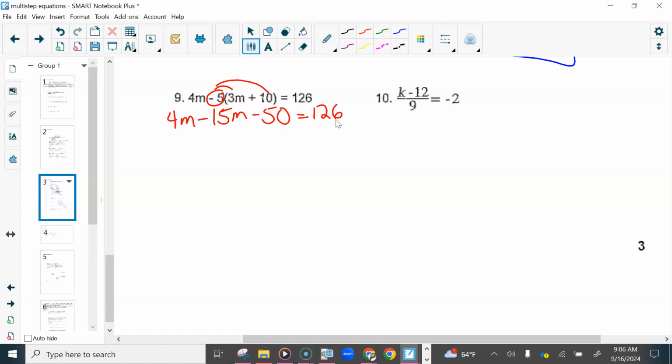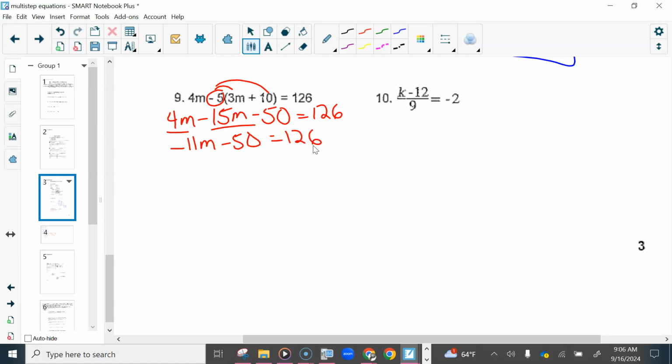We have like terms, we have 2 things with m, so we're going to combine those. And when we do that, we do exactly what it says, 4 minus 15, which would give us negative 11m. Bring everything else down.